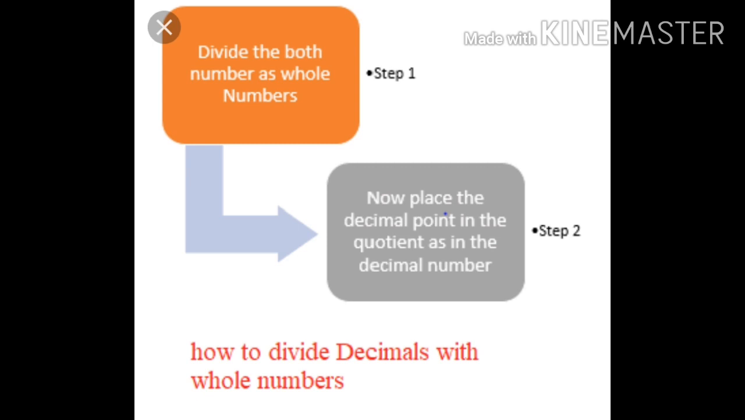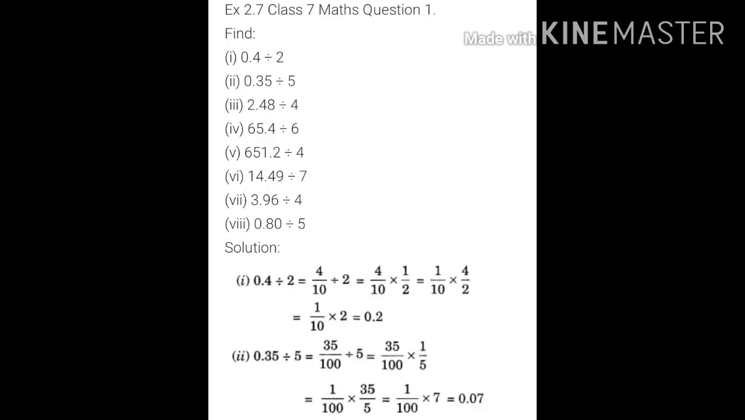When we have to divide decimals by a whole number, number 1, divide both numbers as whole numbers. Number 2, now place the decimal point in the quotient as in the decimal number. So let's see question number 1 of exercise 2.7. First part, 0.4 divided by 2.